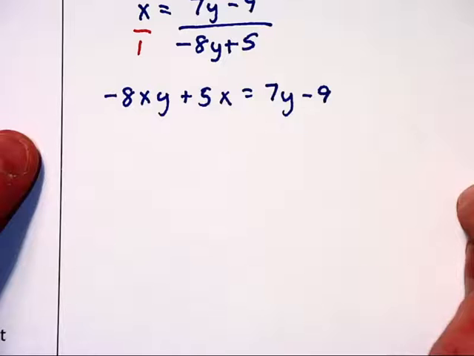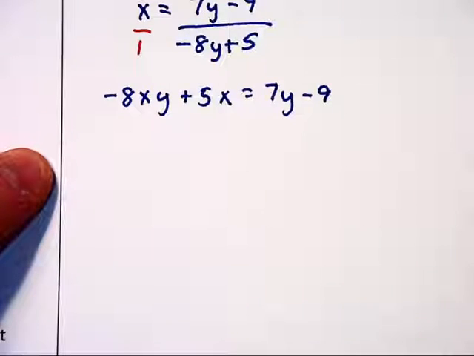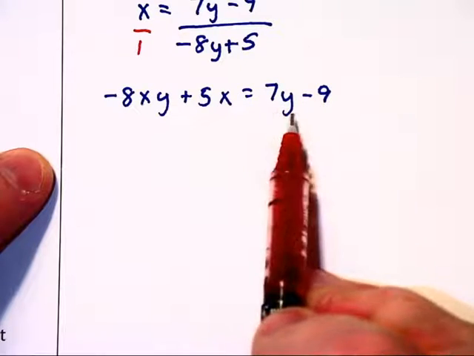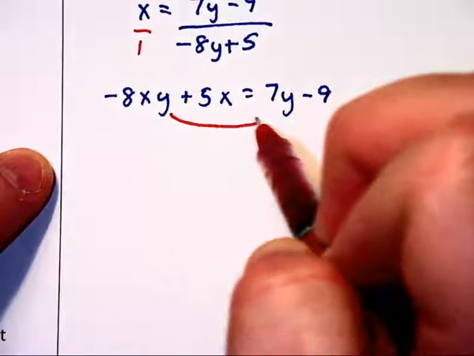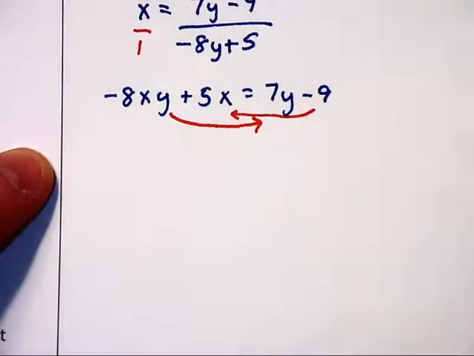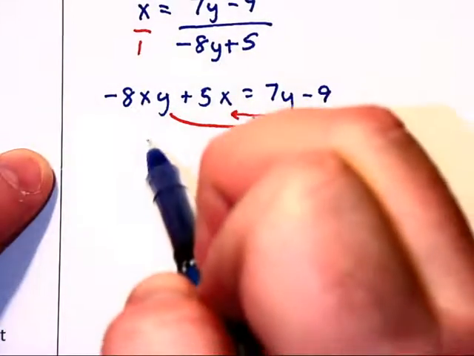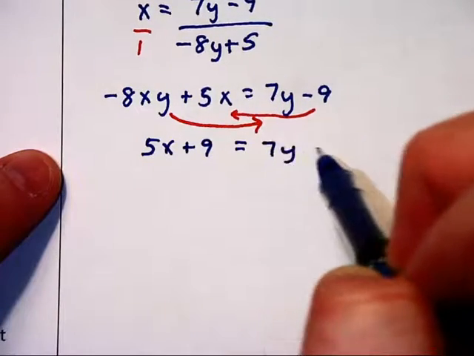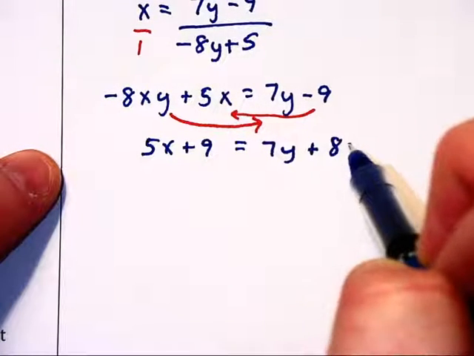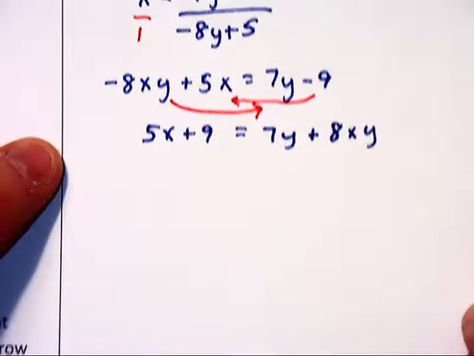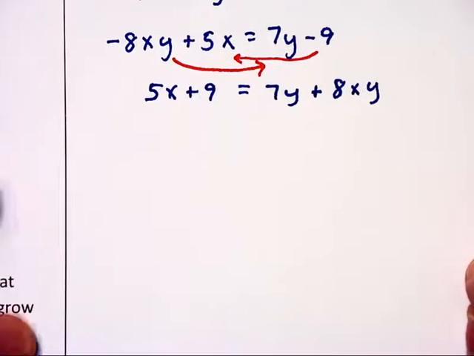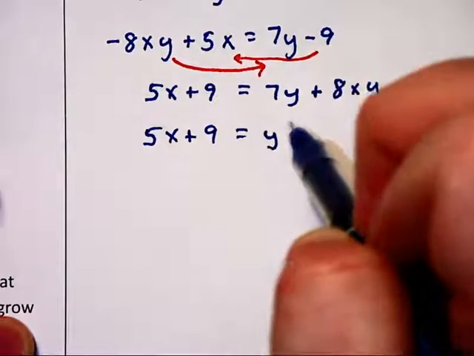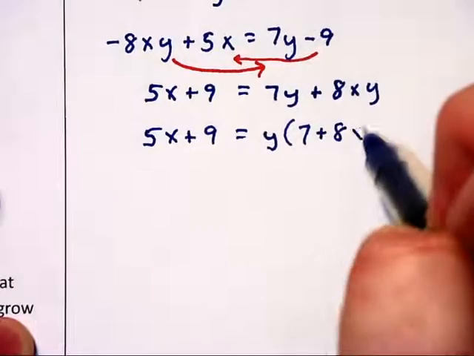The goal here is to solve for the new y, which means we need all the y's to one side. Since the 7y is positive on the right, I'm going to bring the y's to the right and the constants to the left. The left side now becomes 5x plus 9. The right side is 7y plus 8xy. On the right-hand side, we can now factor out a y. So we've got 5x plus 9 equals y times (7 plus 8x).